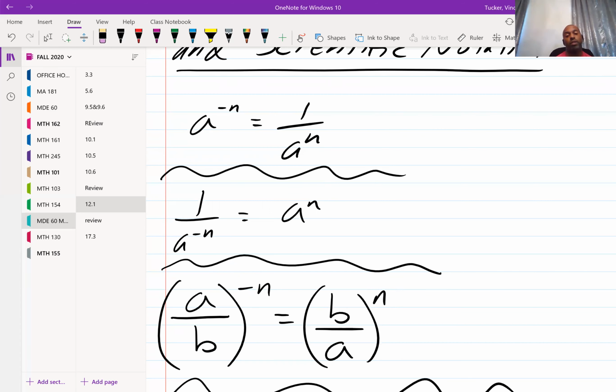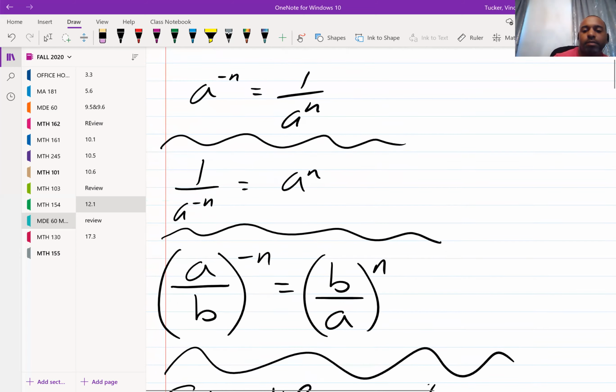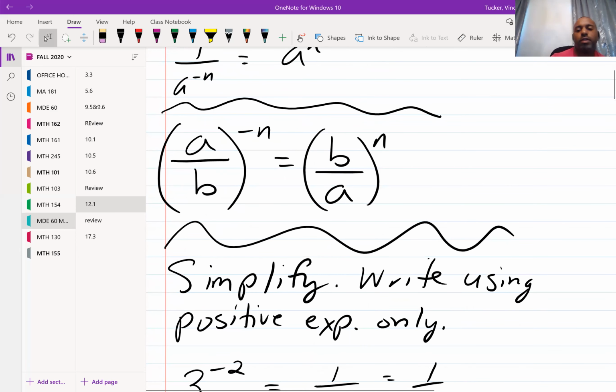So you can use negative exponents in any one of those three ways in order to have a positive exponent. Because most of the time, when it comes to writing your final answer in the most simplified form, you want a positive exponent, not a negative one. So directions tell us to simplify, write using positive exponents only.